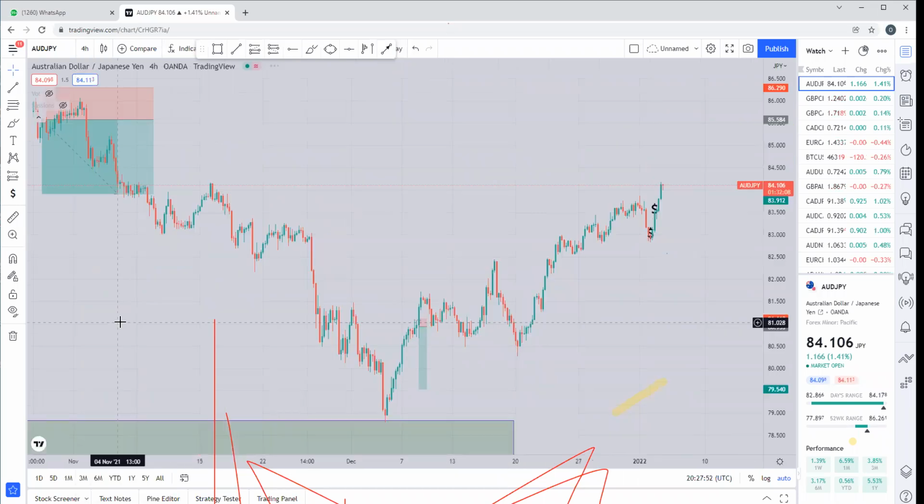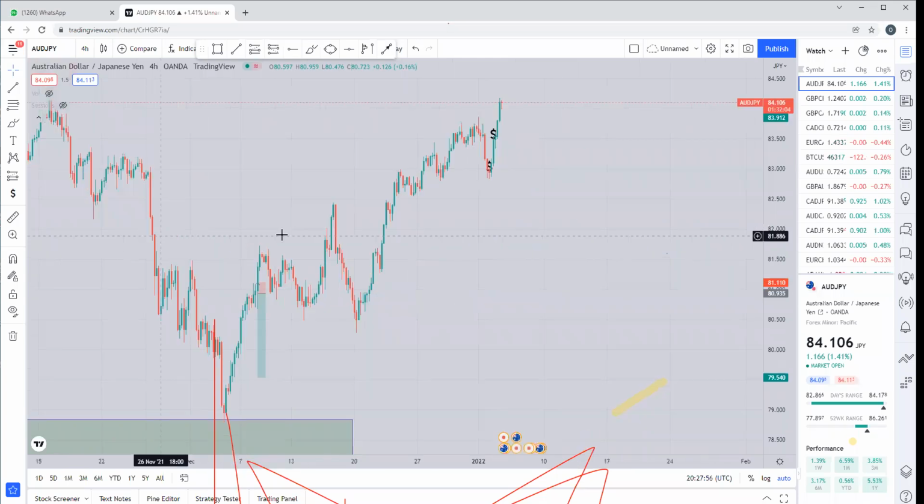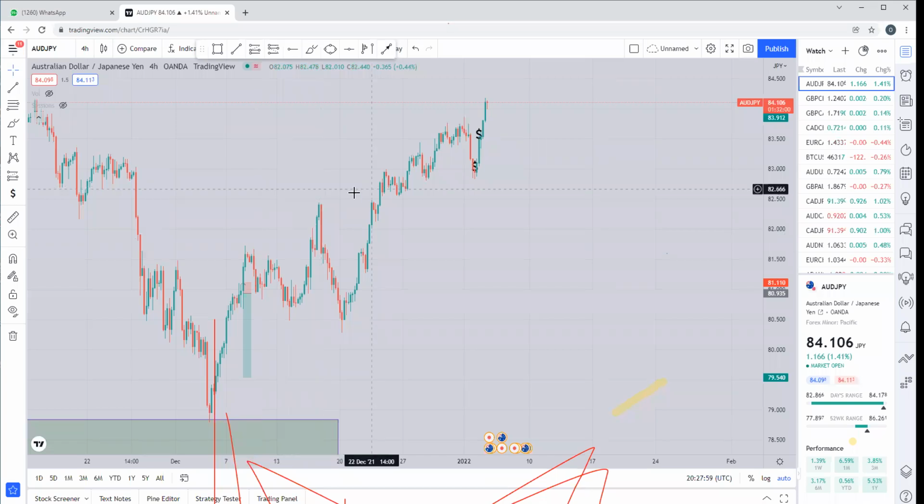So I told you about time frame correlation, time frame analysis, and why you need to use the right time frame while you're trading. Now look at this point. This is the zone that was responsible for this down movement. This zone is the area that was responsible for this down movement.